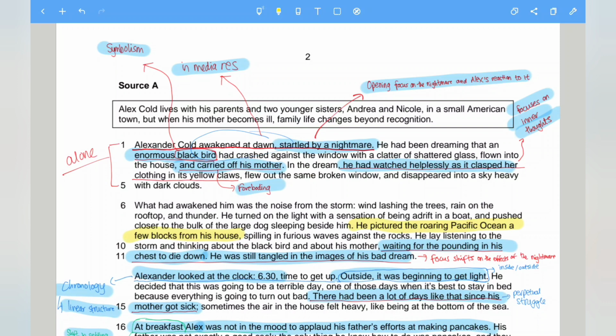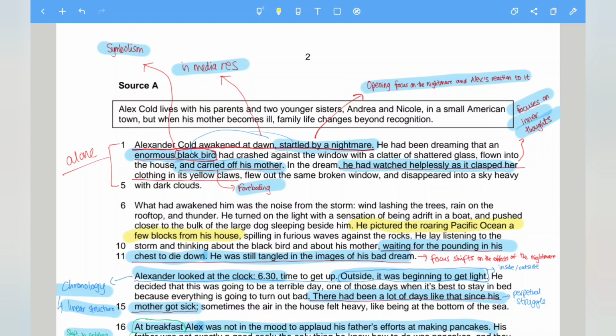Today I wanted to go over how to annotate the text for structure. Now, this is a common question asked by students. How do I annotate for structure? What is structure? In simple terms, structure is how the text is organized from the beginning to the middle to the end. Now, structural features or structural techniques, they can include the following.